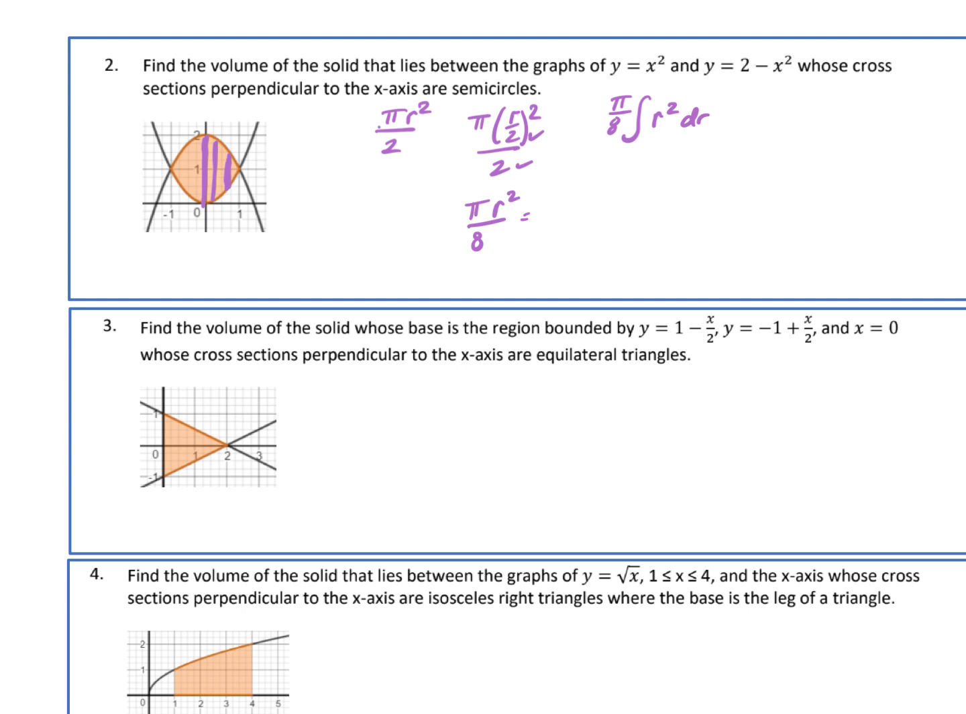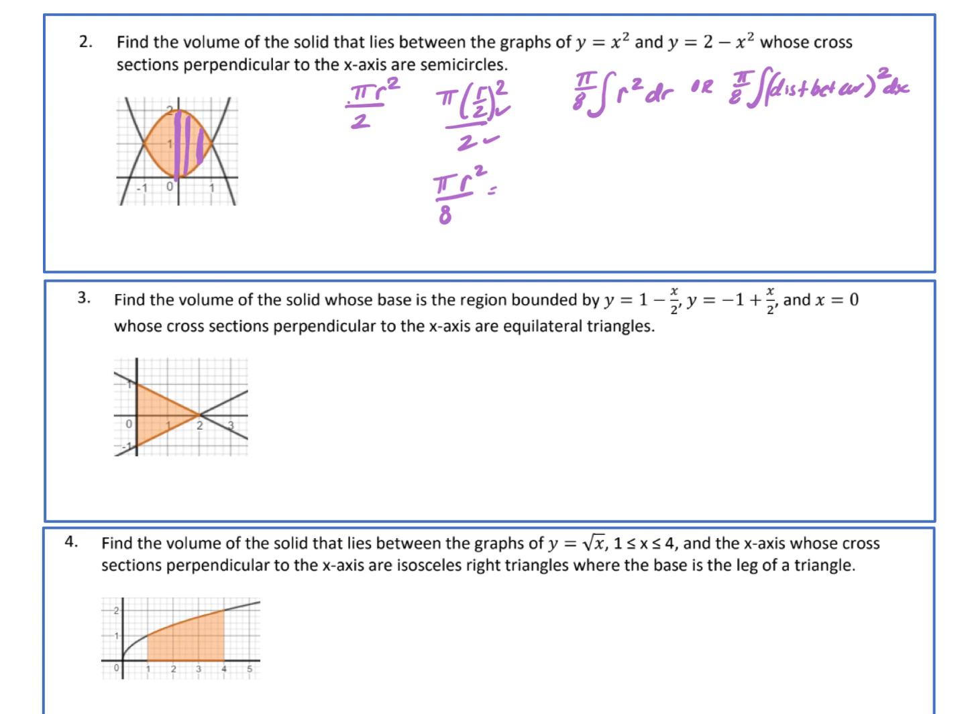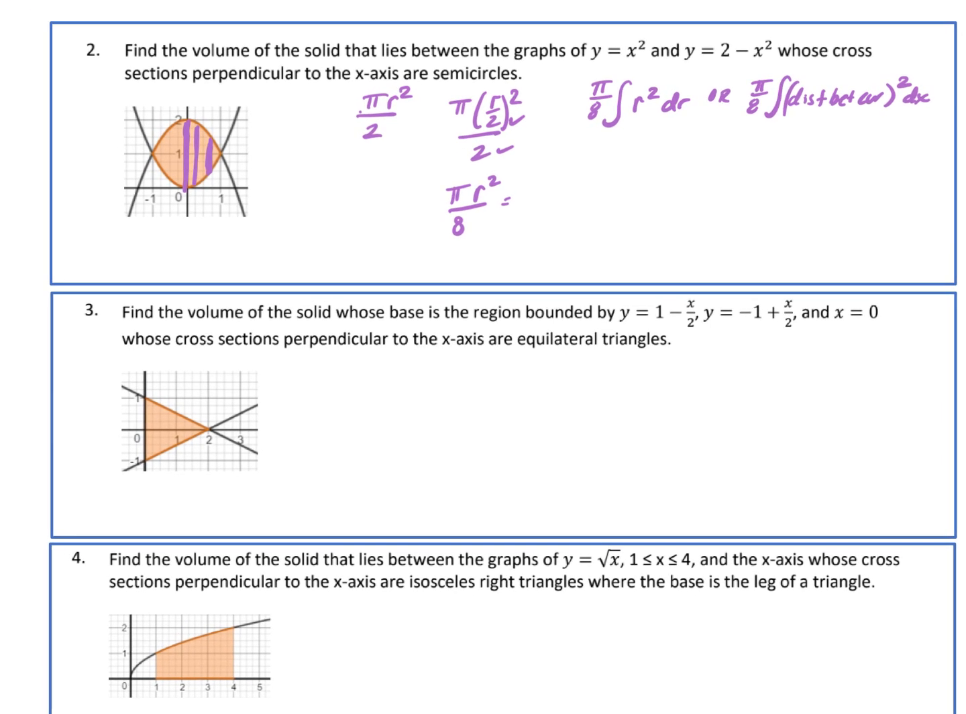Okay? So again, it's pi over 8, integrate, and then the distance between the curves, squared dx. All right, so my top curve is the 2 minus x squared. So 2 minus x squared minus the bottom curve, x squared. So we get negative 2x squared plus 2. Okay, so that's going to be what goes in here.